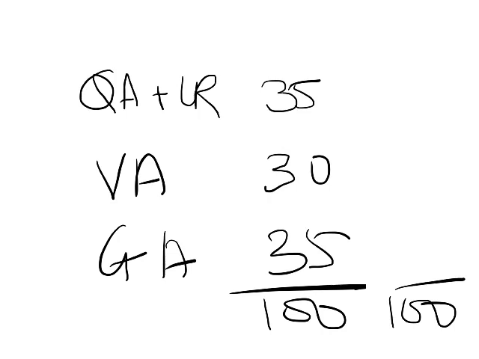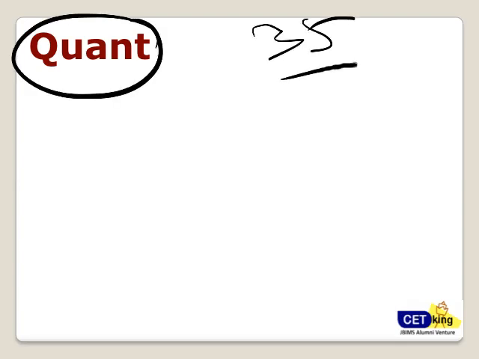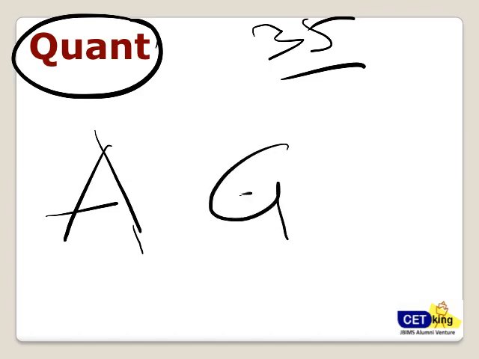So now we'll talk about the section wise strategy, quant, verbal, DI, each section one by one. Alright, so we'll start with the quant section. There were 35 questions in the quant section. Again, the main areas to focus on if you have few days left for the exam is AGM.